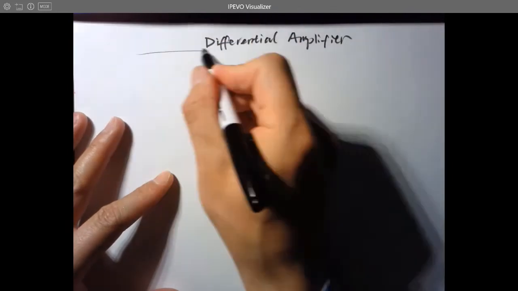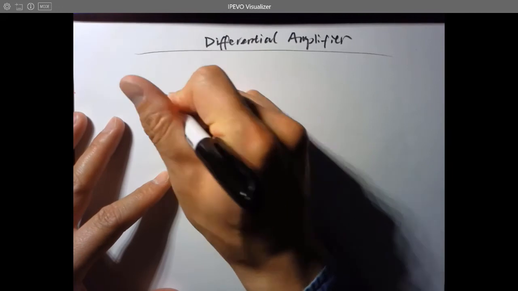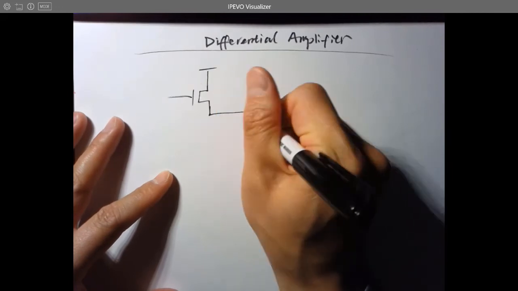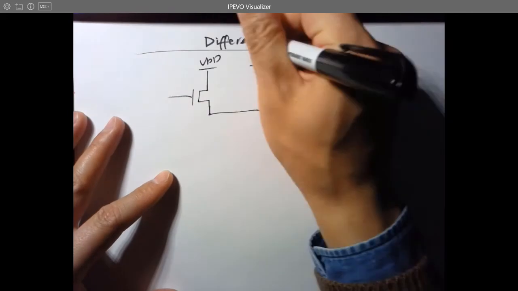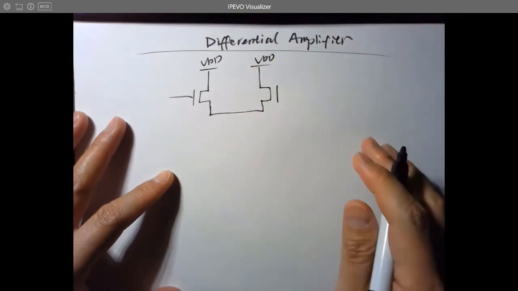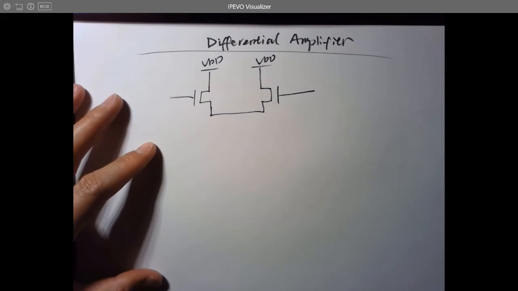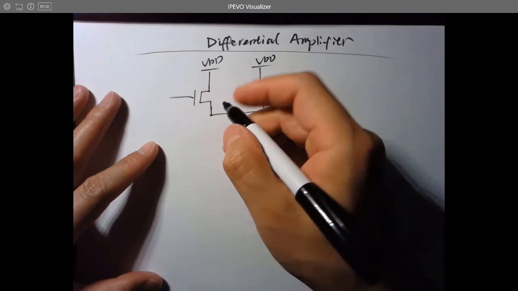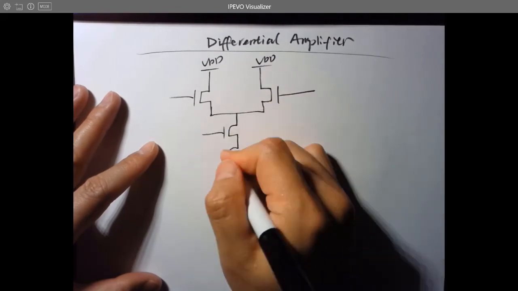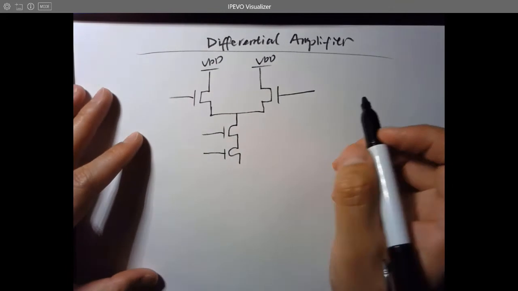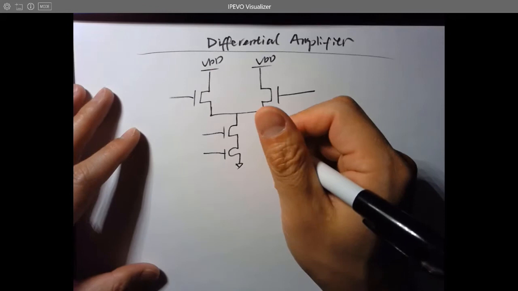All right, so the differential amplifier looks like this. VDD, VDD. As the first version, okay, we are going to improve it later. And the current mirror load. So I have to bias these two NMOS, and we're just going to call it V bias.